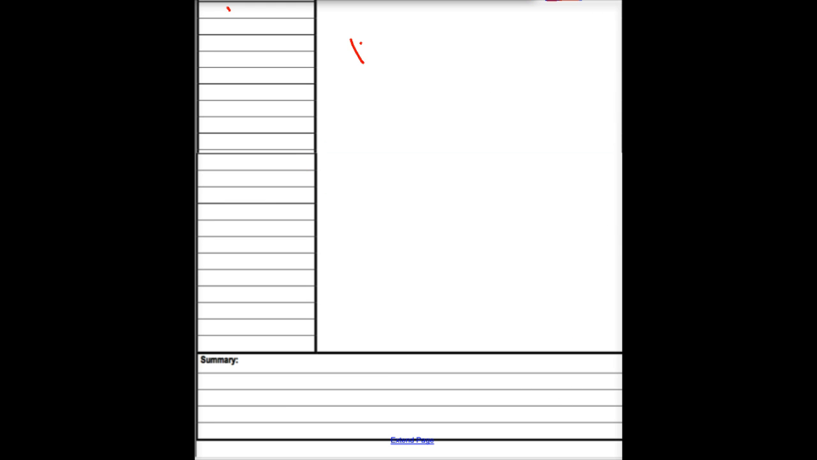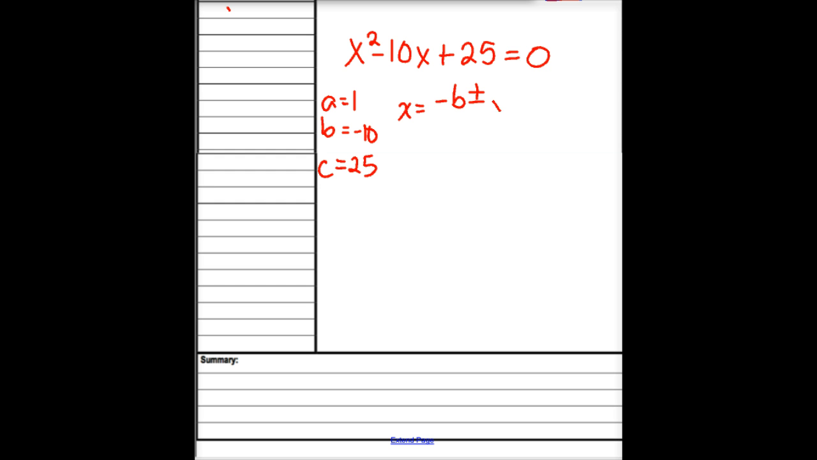Let's take a look at this one. X squared minus 10x plus 25 is equal to 0. Let's go a little faster here. A is 1, B is negative 10, C is 25. My formula is x equals negative b plus or minus the square root of b squared minus 4ac all over 2a. Every single time I do it, it needs to get memorized. Mrs. LaRue's a horrible singer. All right. Now I got to plug them in.